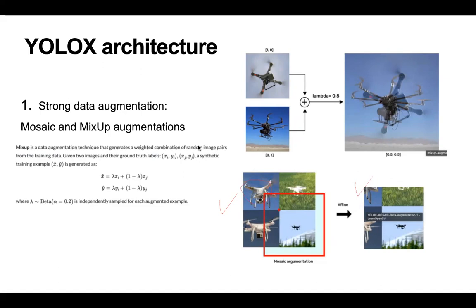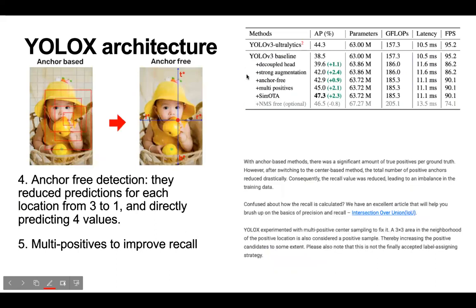And mix-up augmentation is data augmentation which generates a weighted combination of random image pairs from the training data by using some parameter lambda, as you can see here. So basically it combines two pictures and results in a final picture, which is also used during the training. Strong data augmentation allowed authors to increase AP by 2.4.